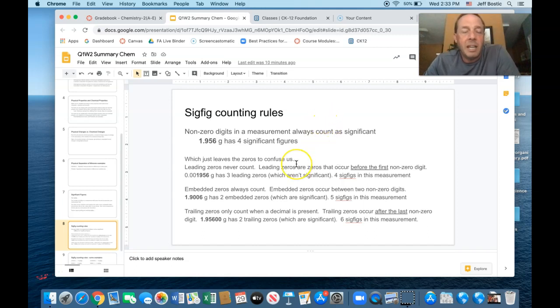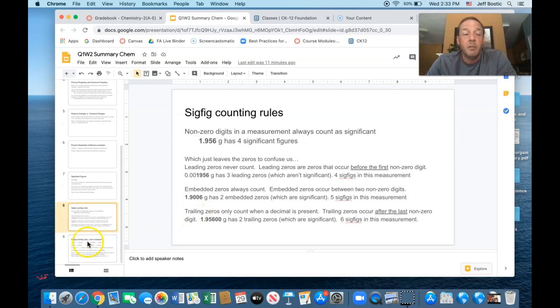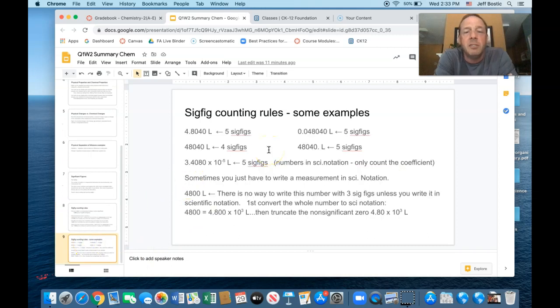So you can see in the examples, I have made all of the zeros that are significant bold. So in this first measurement, 0.001956, those 3 leading zeros don't count. And the second, 1.9006, those 2 middle embedded zeros, they always count. And then finally, the trailing zeros at the end, they will only count if there's a decimal present. Okay, and then here are a few examples to show you what I mean. They contain different combinations of embedded and leading and trailing zeros.